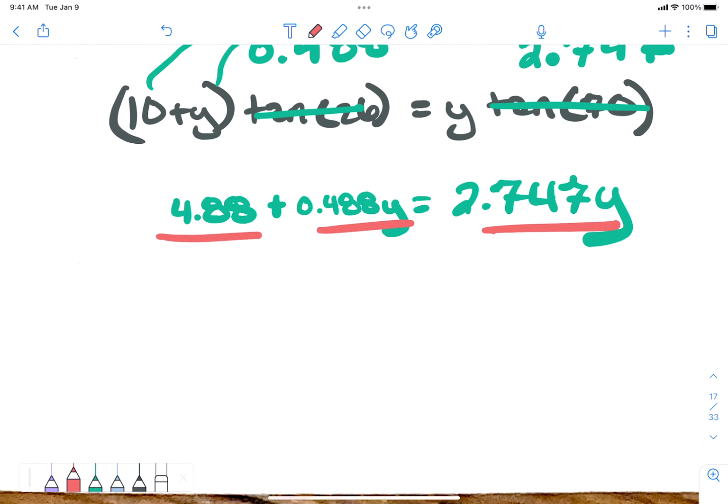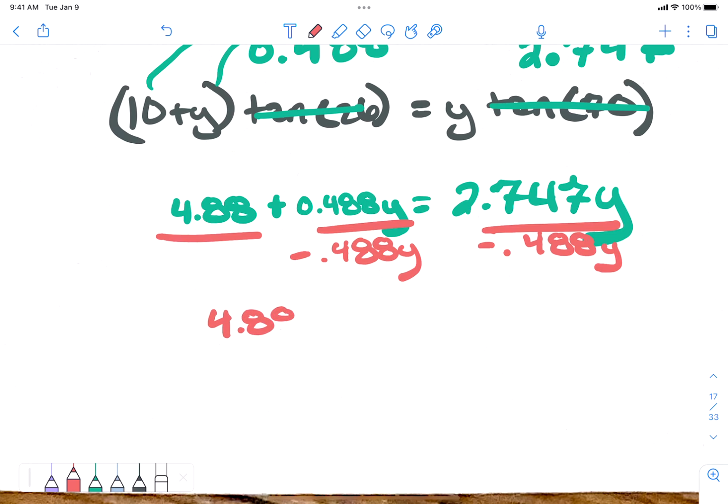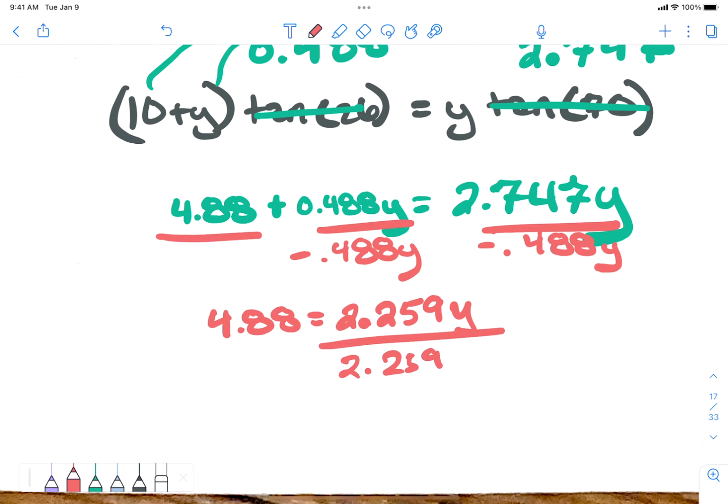We can put the y's together, right? Yeah. So subtract the 0.488 y from both sides. So we got 4.88 equals 2.259 y. Okay, now what? Divide by 2.259. Oh yeah. Yep.